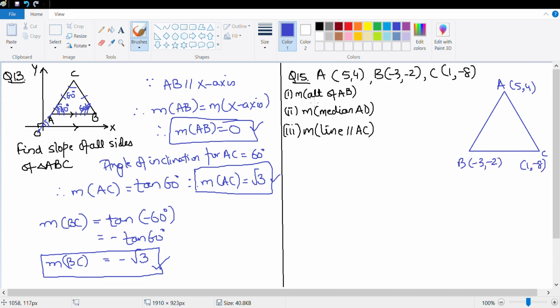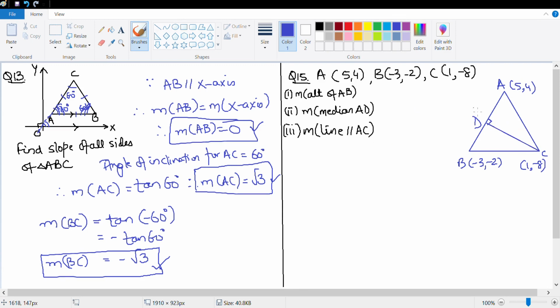So let's look at part 1. Altitude of AB. So they want me to calculate the slope of the altitude of AB. Now an altitude is basically a line from the opposite vertex which makes an angle of 90 degrees with the given line. In this case, a line from C, which will make an angle of 90 degrees at AB. So let's say this is the vertex. Let's call this point D.